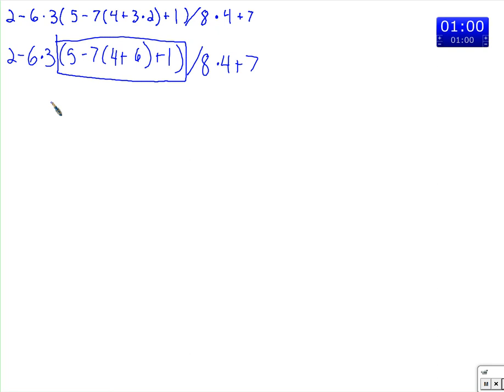So how did I get it right? I think I got it right. I did the parentheses first. You can do the parentheses first, or you can multiply negative 6 times 3. Neither one of those things violates the order of operations. Okay. It's not that parentheses needs to be done before anything else can get done.